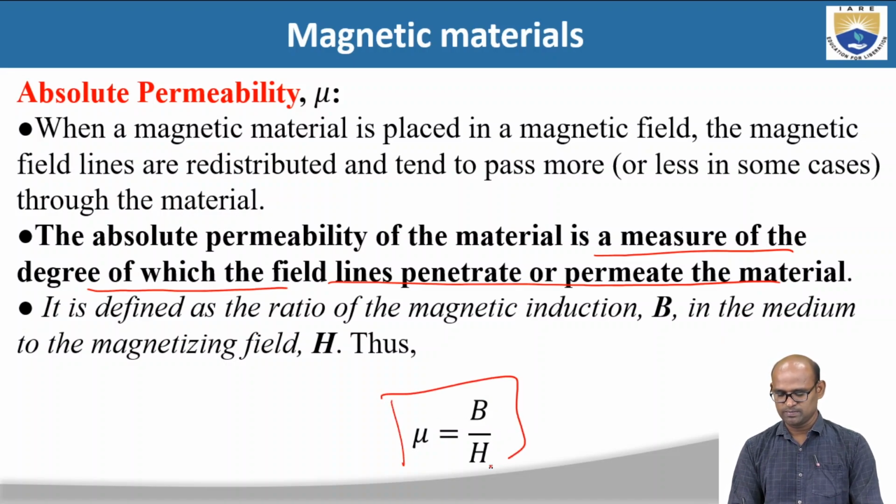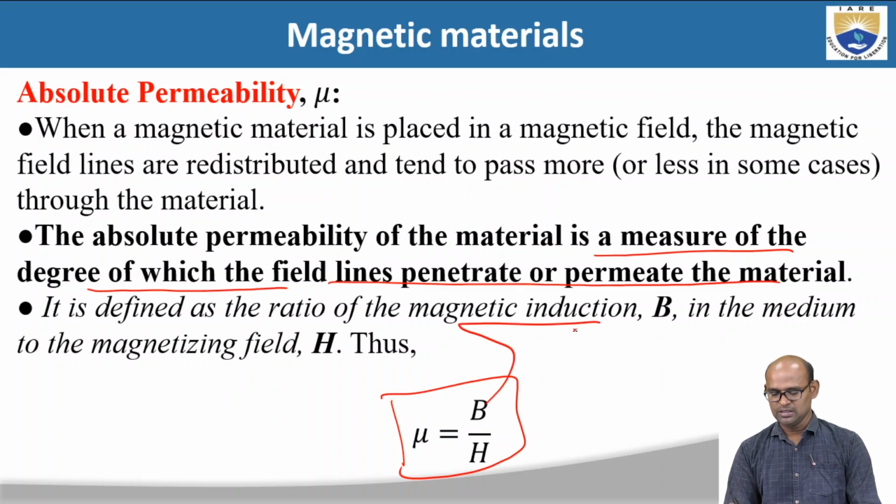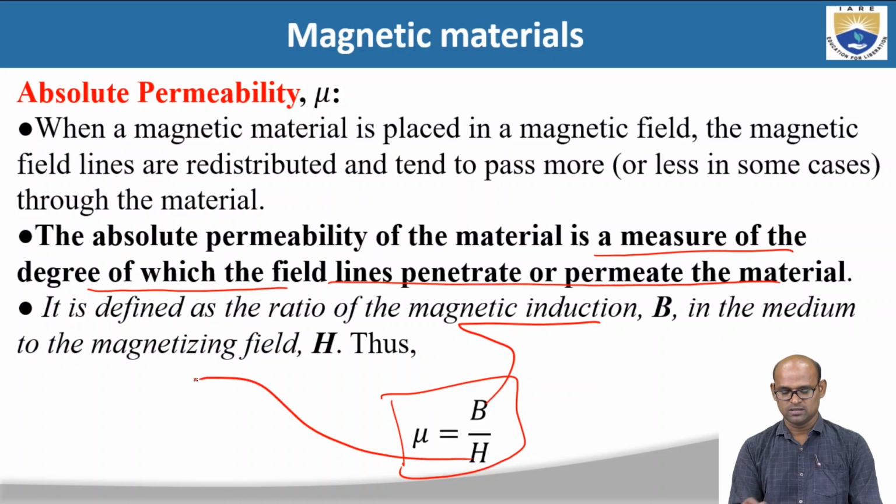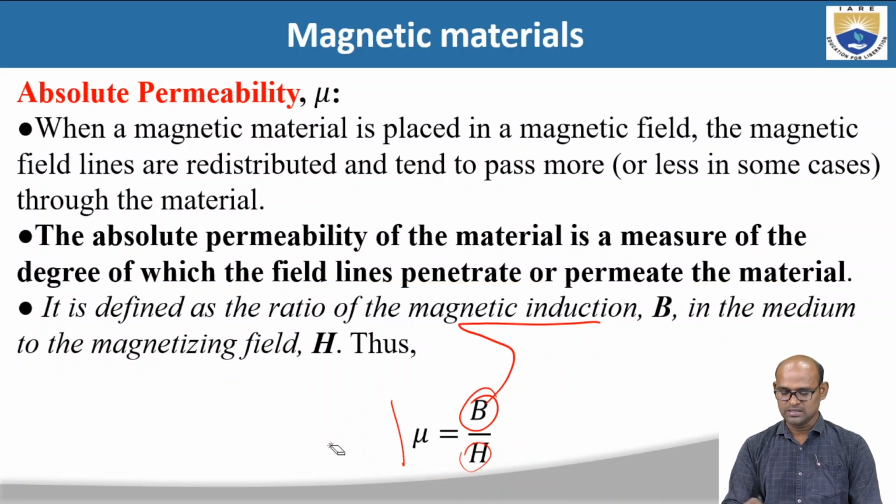Here, mu is the magnetic permeability, mu is B by H, where B is the magnetic induction and H is the applied magnetic field. So, we are applying some magnetic field. How many magnetic flux lines are able to pass through the material? That will tell us about the magnetic permeability.